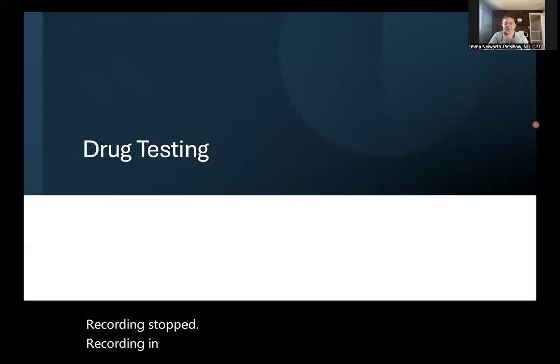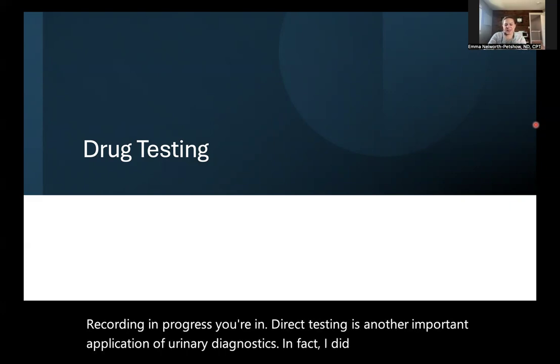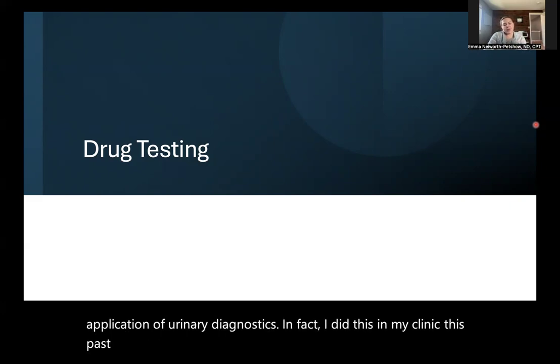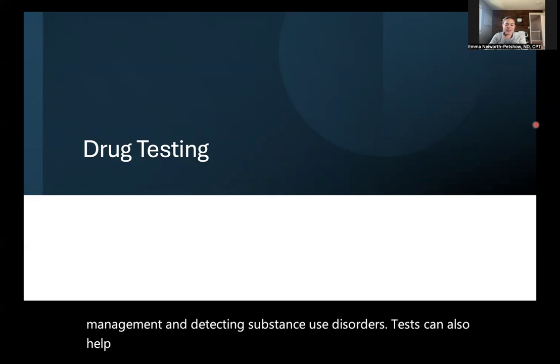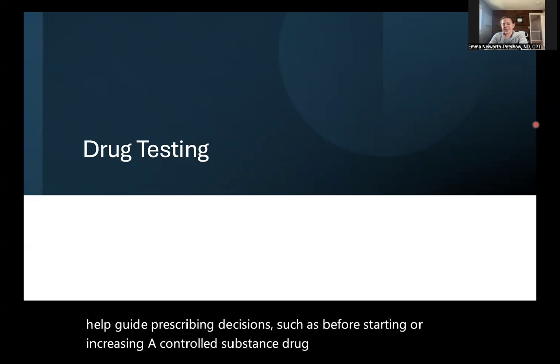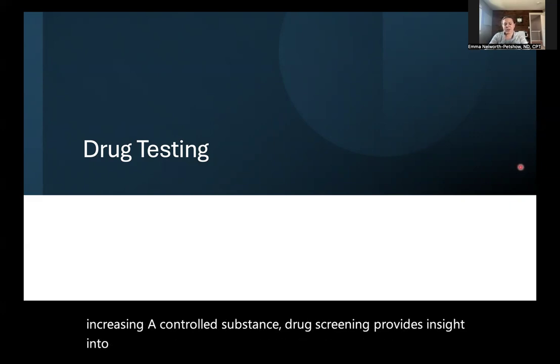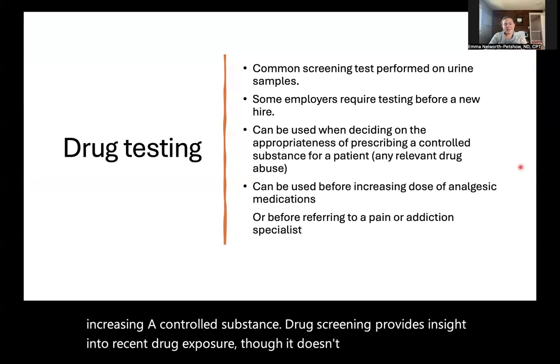Urine drug testing is another important application of urinary diagnostics. In fact, I did this in my clinic this past week. It's commonly used for employment screening, pain management, and detecting substance use disorders. Tests can also help guide prescribing decisions, such as before starting or increasing a controlled substance. Drug screening provides insight into recent drug exposure, though it doesn't always indicate impairment.